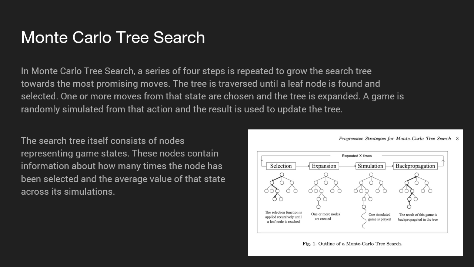They have two things in them, two variables. One is the number of times that the node has been selected. We could call that the visit count. And the other is the average value of that state across its simulations.